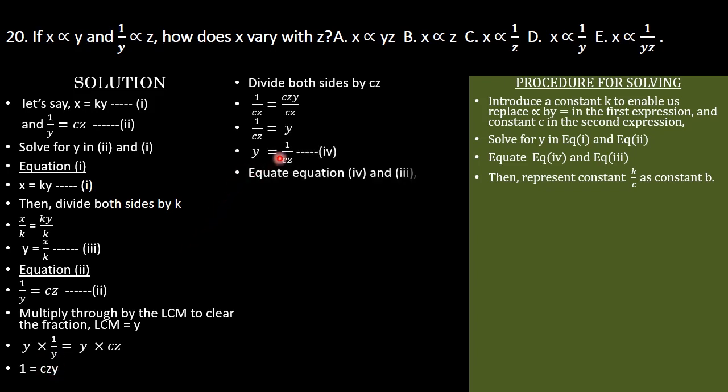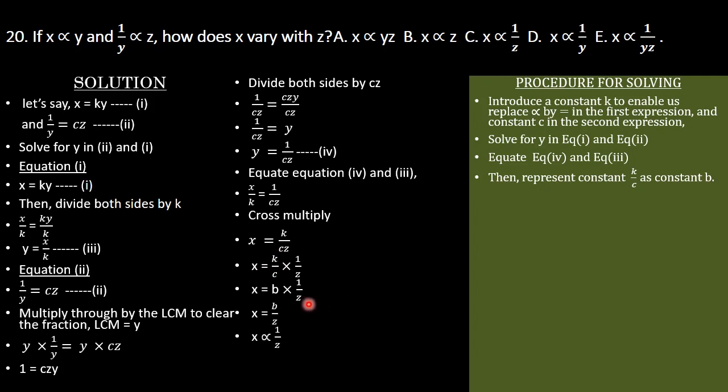Then equate equations 4 and 3. When you equate equations 4 and 3, we have x over k equals 1 over cz. Then cross multiply. When you cross multiply, we have x equals k over cz. x equals k over c, that is our constant, multiplied by 1 over z. Now let's represent k over c as constant b. We now have x equals b multiplied by 1 over z. Then let's convert it. We have x varies directly as 1 over z.